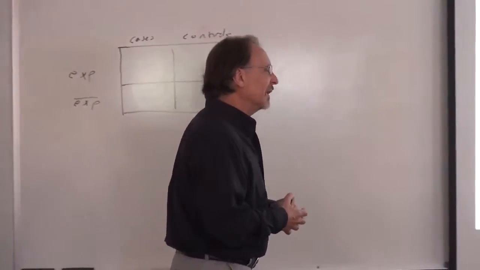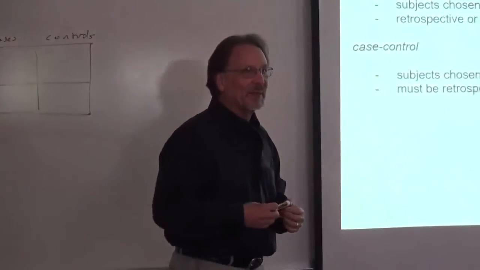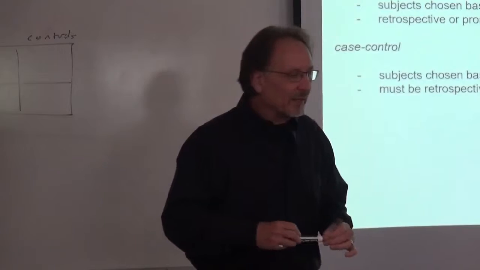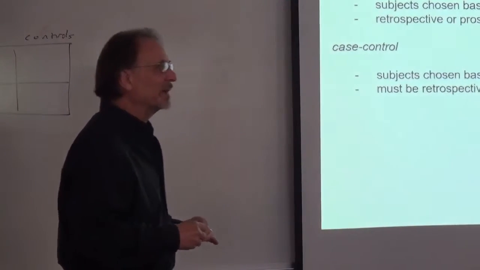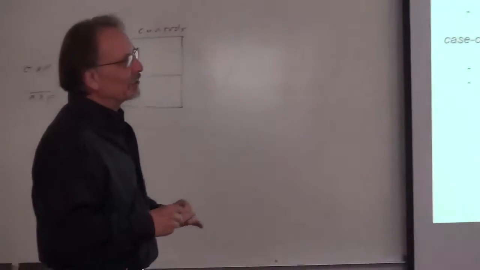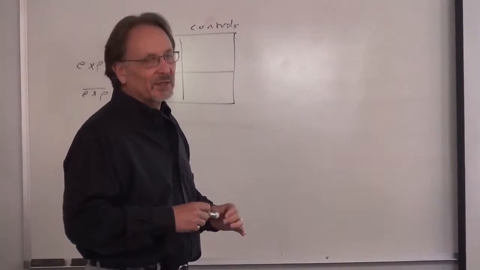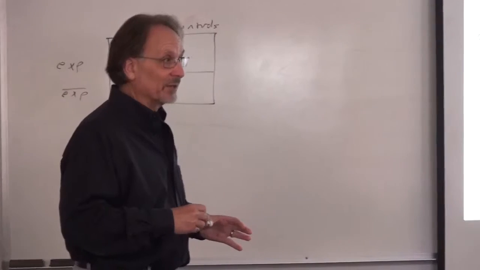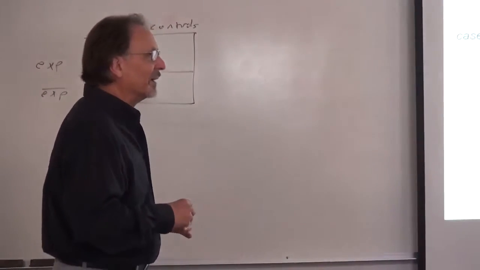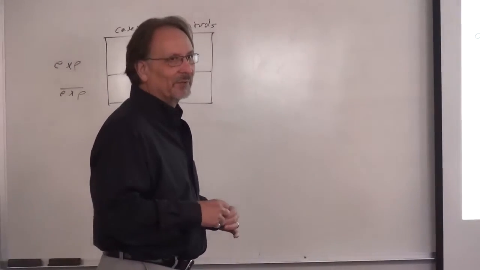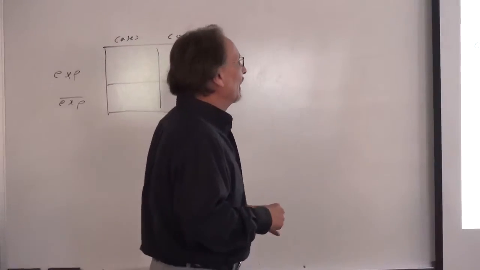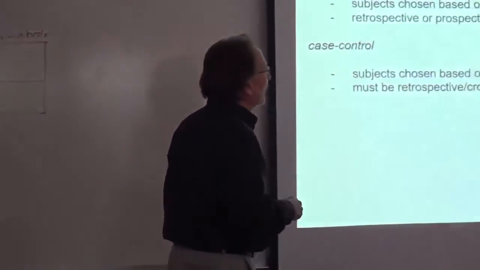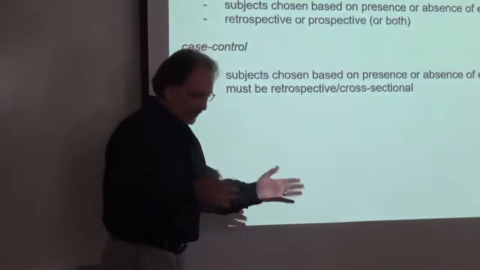It has to be cross-sectional, strictly speaking, but it's kind of retrospective because you must know that the condition preceded, that the exposure preceded the condition. Sorry. You must know that, or else you can't establish a causal relationship. Okay? So in a sense it's retrospective, but your data are really cross-sectional because you're just looking at it right now.